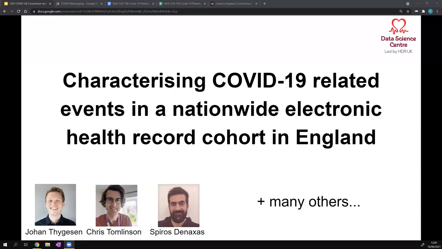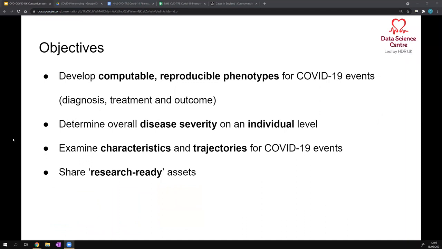And this is work done with Johan Thygesen, a lecturer at the IHI, Spiros Denaxas, but with contributions from many other consortium members. So the objectives of this piece of work were to develop computable, reproducible phenotypes for COVID-19 events under the broad categories of diagnosis, treatment, and outcome, to then determine overall disease severity on an individual level, to examine the characteristics and trajectories for those COVID-19 events identified, and to share research-ready assets for other users in the TRE.